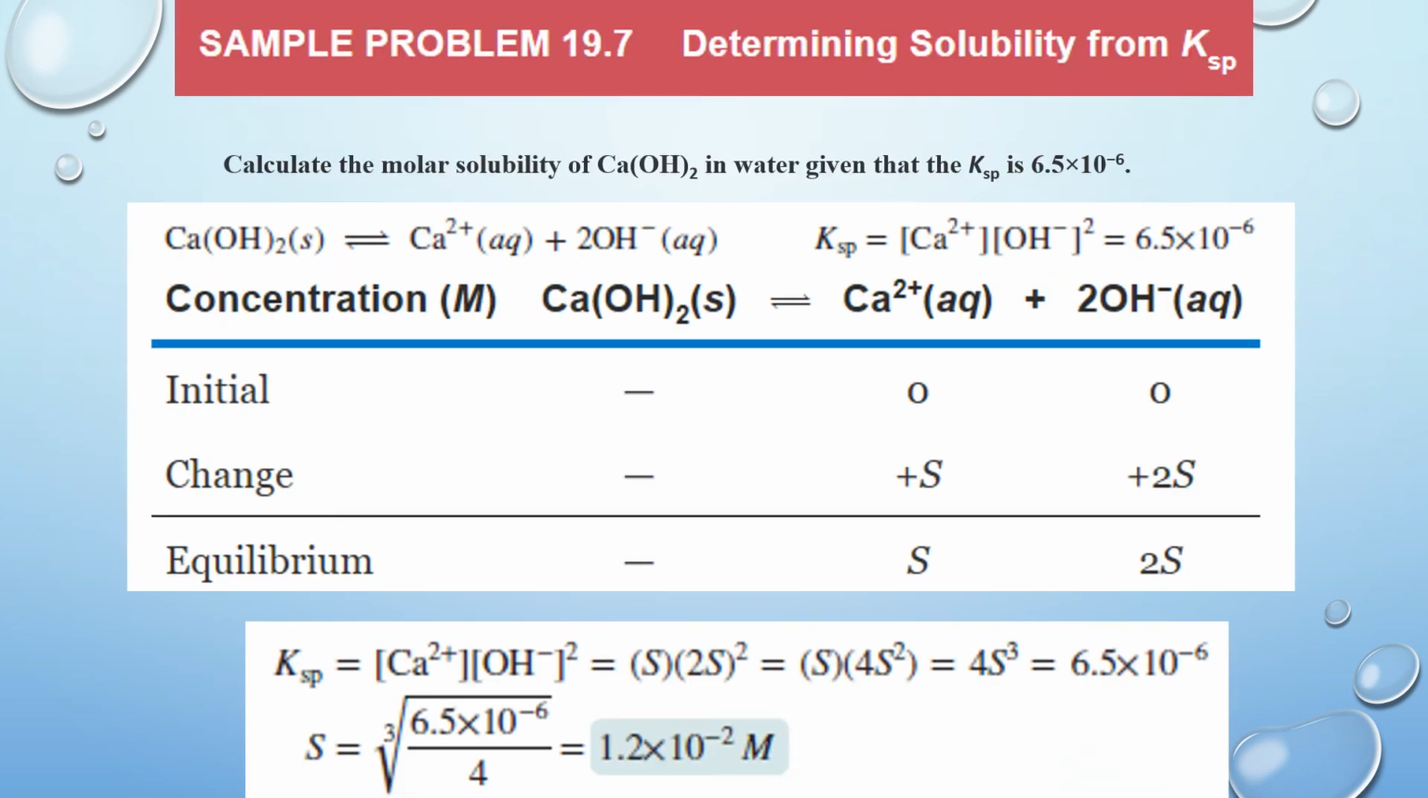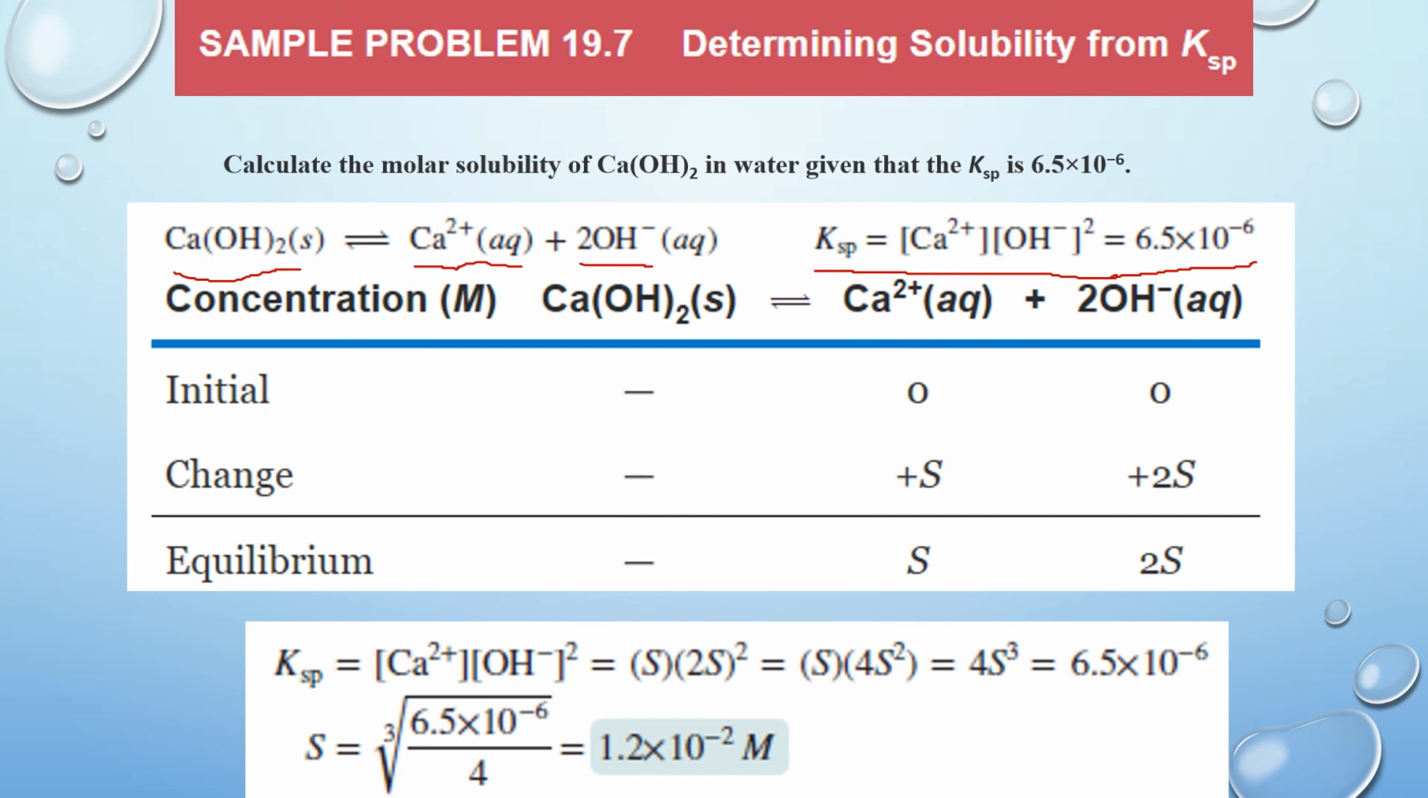In this example problem, we are given the solubility constant and try to figure out the molar solubility. So this is the opposite direction of the previous example problem. Here we're looking at the dissolution of calcium hydroxide. For each mole of the calcium hydroxide solid, it will dissolve and generate 1 mole of calcium cation and 2 moles of hydroxide. So the KSP is equal to the calcium concentration times the hydroxide concentration squared, which is equal to 6.5 times 10 to the negative 6.